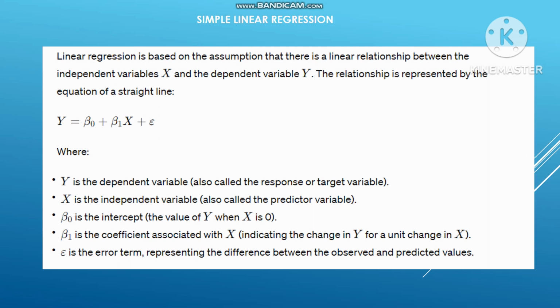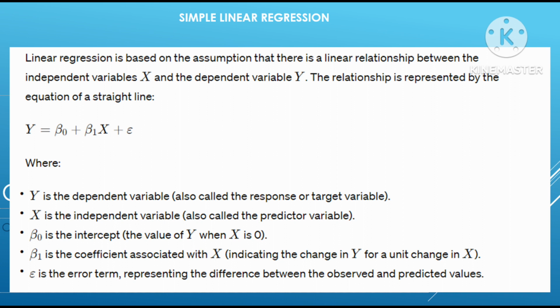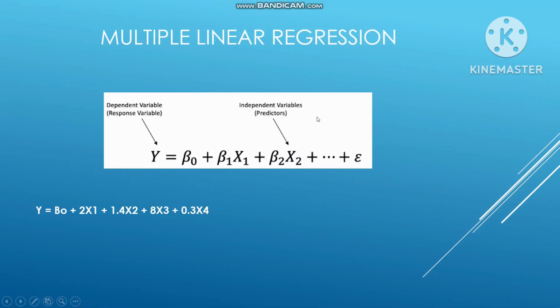So this is the formula. Here beta naught and beta 1 are known as the regression coefficients, and epsilon is the error. Okay, so y is the dependent variable, x is the independent variable, that is, in our example x represents the number of customers. Beta naught is the intercept. Intercept means the value of y when x is 0. So when the number of customers is 0, what is the value of y? And beta 1 is the coefficient associated with x, in simple terms, it is the slope. Okay, so this is the formula for simple linear regression.